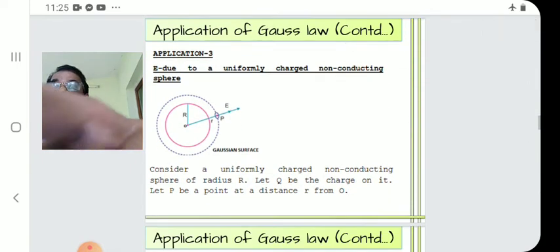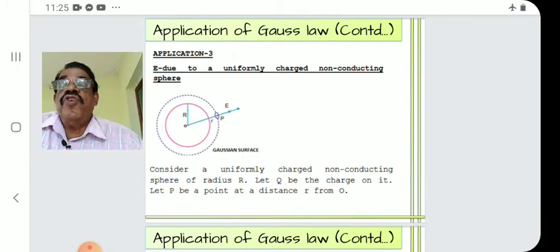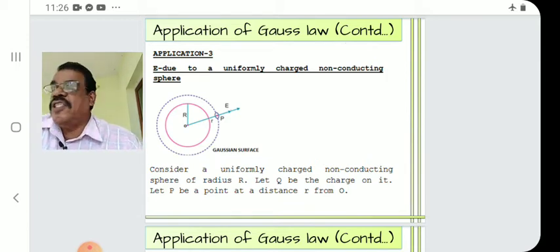Now we see application number 3. E due to a uniformly charged non-conducting sphere. Previously we have seen a conducting sphere, now a uniformly charged non-conducting sphere. Here the first two calculations are the same. There is only a change in the last part, the inside point. So we can see the first two parts.